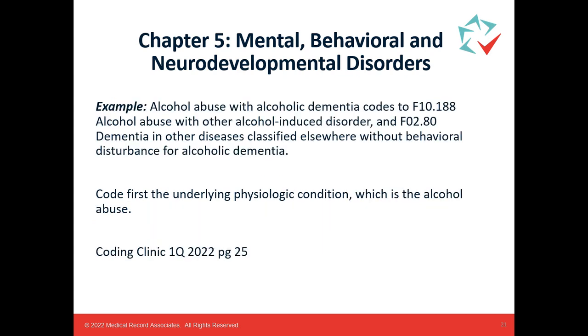This is a newer Coding Clinic, which is a good example of coding first the physiologic condition. It's from 2022, page 25 of first quarter. Alcohol abuse with alcoholic dementia codes to F10.188, alcohol abuse with other alcohol-induced disorder, and F02.80, dementia and other diseases classified elsewhere without behavioral disturbance, for alcoholic dementia. So again, make sure you're reading those notes. Code first the underlying physiologic condition, which is the alcohol abuse, and that's going to be your F10.188 first.